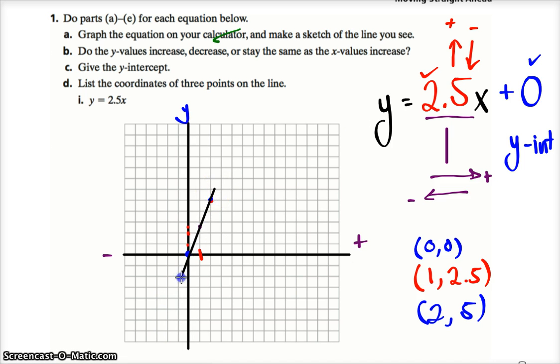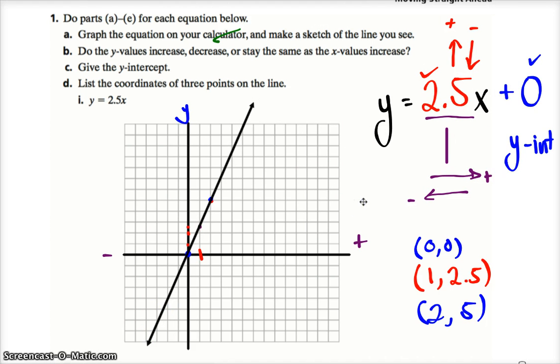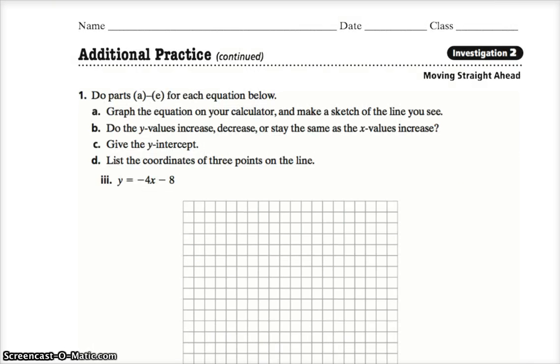From here down to there, and I have my line, I have it graphed. I got to make sure I hit all those 3 points, and the lines go on forever in each direction. There you go. Good? Want to do another one? Yeah, we'll do one more. Let's do one on the next page.